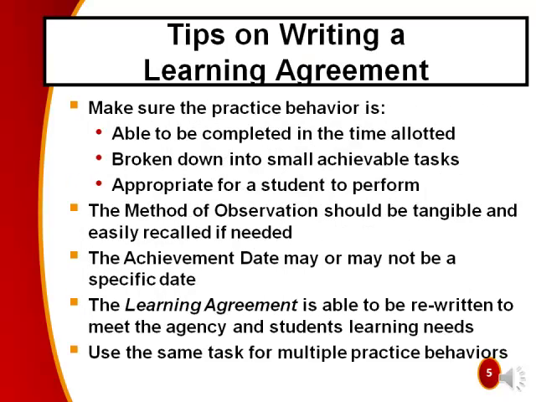Now, let's take a little time becoming familiar with the learning agreement. The practice behaviors are measured performing specific tasks or activities at your agency. It is important that the tasks or activities are achievable at the agency and appropriate for a student to perform. The method of observation is a tangible way to measure whether or not a student has performed the task or activity outlined on the learning agreement. It is important to record an initial achievement date to assist the student in task management and time allotment.